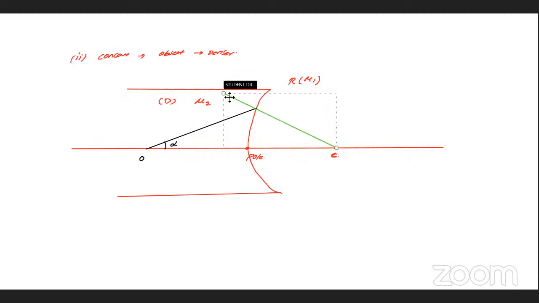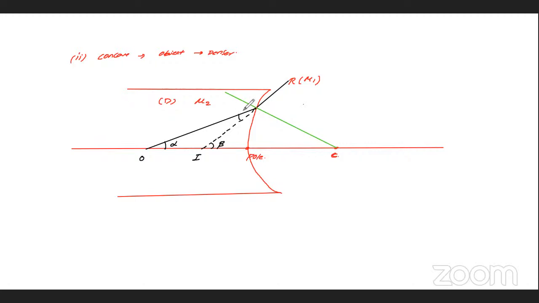Now the light ray should bend. The bending is away from the normal line. When it is away from the normal line, the light ray will be like this. When you trace it out, the image will be forming within the denser medium. So this is your virtual image, and it makes an angle beta.